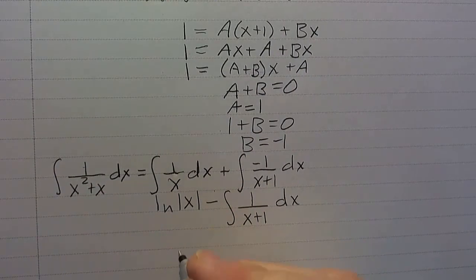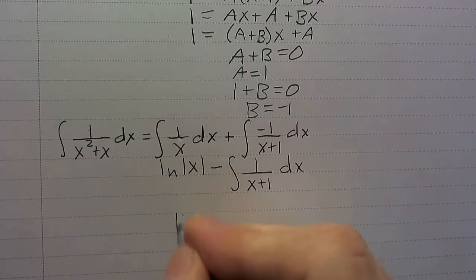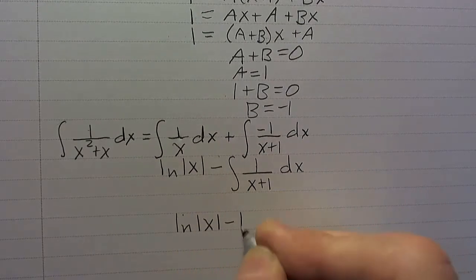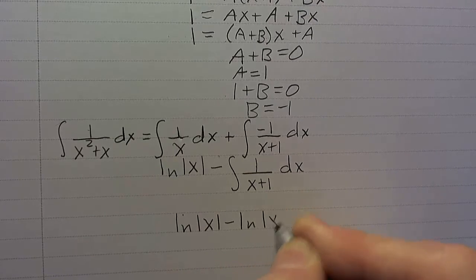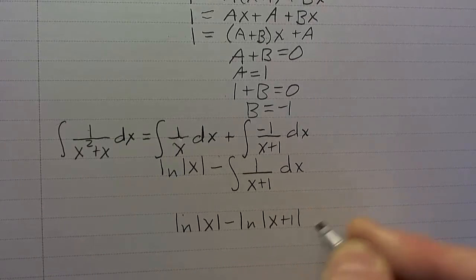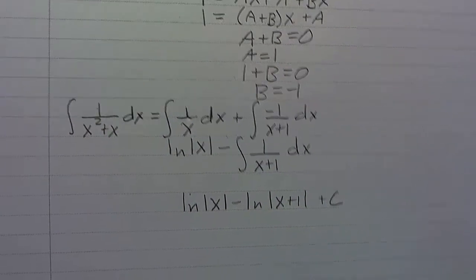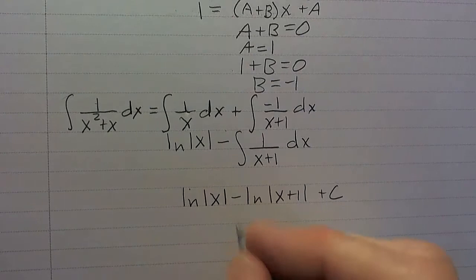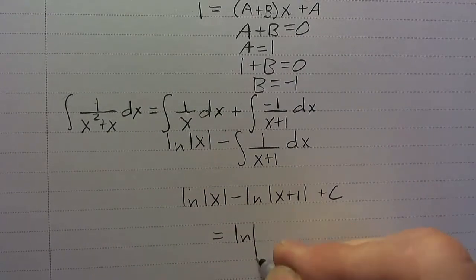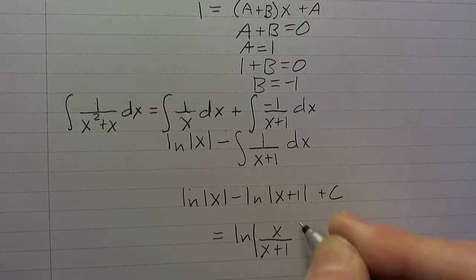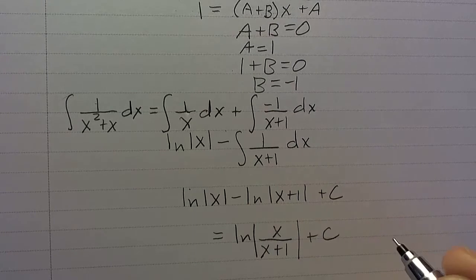So here's what we have now. We have the natural log of x minus the natural log of absolute value of x plus 1 plus c. And there's our antiderivative. Okay? And of course, we could write it this way. We could say the natural log of the absolute value of x over x plus 1 plus c. And there we have it.